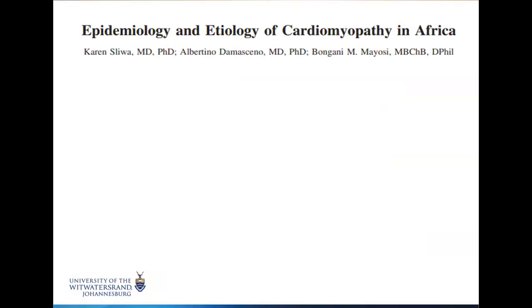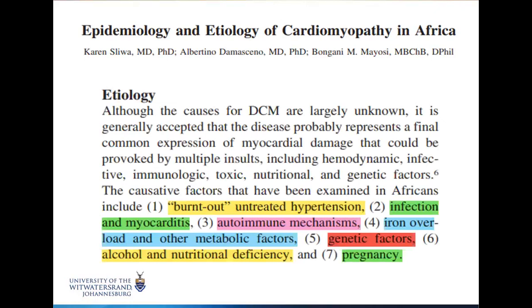There has been work done in this field regionally. A few years ago, Karen Sliwa and colleagues looked at the epidemiology and etiology of cardiomyopathies in Africa. And I think you can see from their paper here, they identified a number of things: untreated hypertension, infectious etiologies. You can look at autoimmune, metabolic factors, genetic, nutritional, as well as pregnancy. This is quite a long list.